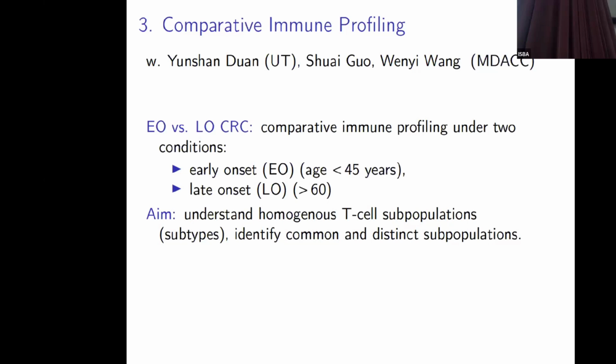Yeah. So this is now the second application. That was the comparative immune profiling, where I had clustering of immune cell gene expression for early onset and the same thing for late onset. And we wanted to scale it to cluster arrangement to find out how the 2 populations differ, how the 2 disease conditions differ. This was joint work with Yunchan Duan, one of our outstanding PhD students at UT Austin.